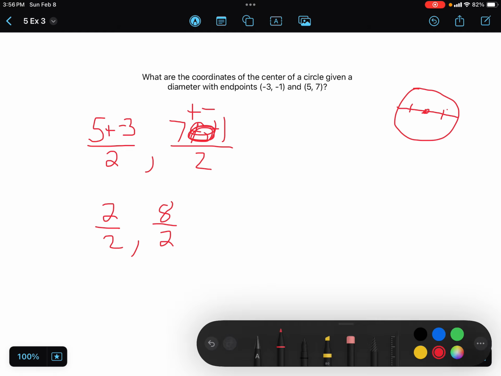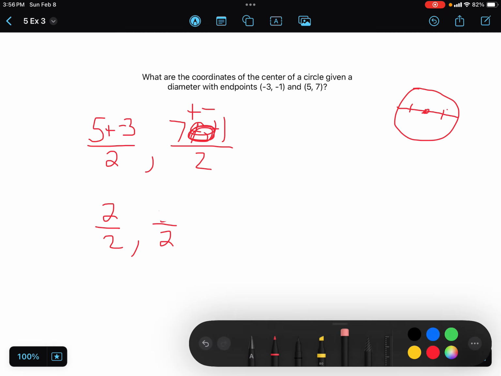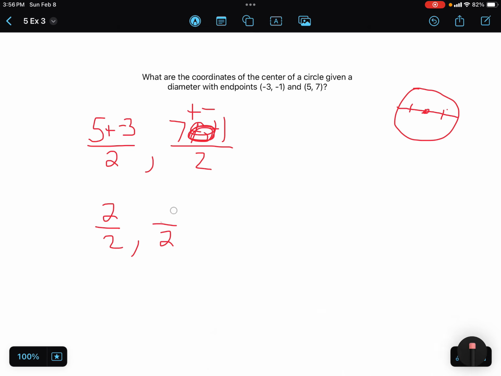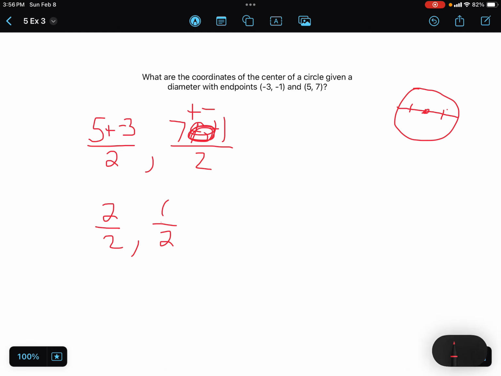So let's go in and look at this whole happy little accident here. That's going to be 7 minus 1, so that's now going to be 6. There we go. 6 over 2. That's good. Okay, and now that gives us our midpoint as 1, 3.